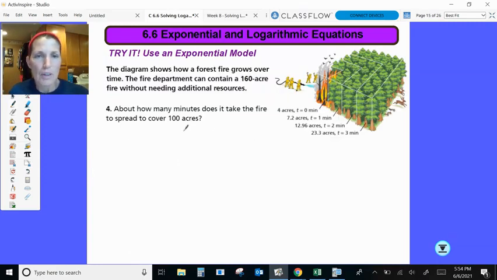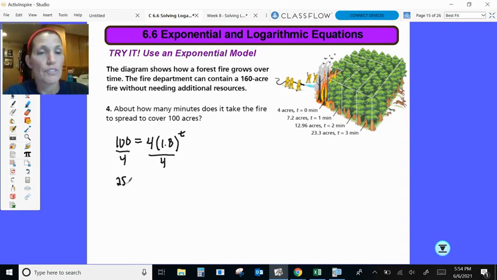Next here, it says now how many minutes does it take for the fire to spread over 100 acres? So this time we're going to say that our result here is going to be 100 acres. And of course, we're still going to start with 4. Our ratio is still 1.8 and over time, right? We're just going to find out when that is going to equal 100 acres. So we're still going to divide by 4. So we have 25 equals 1.8 to the t.